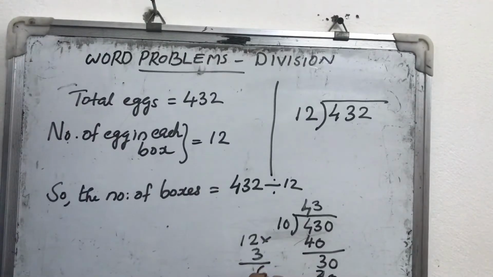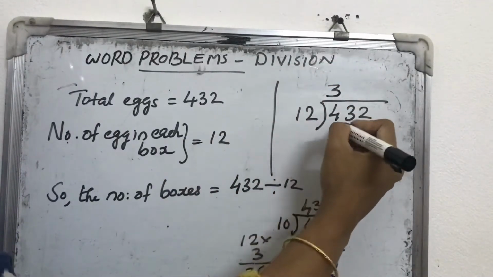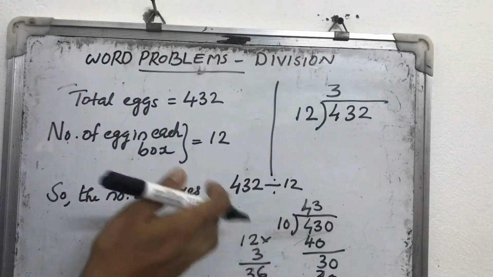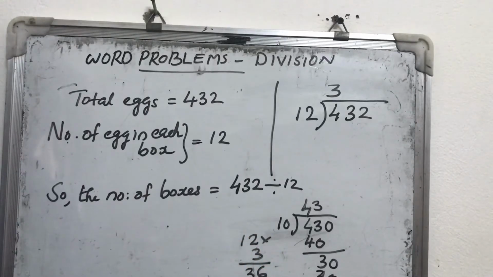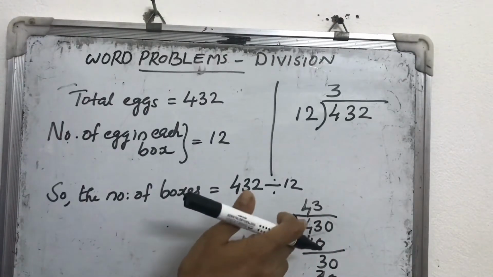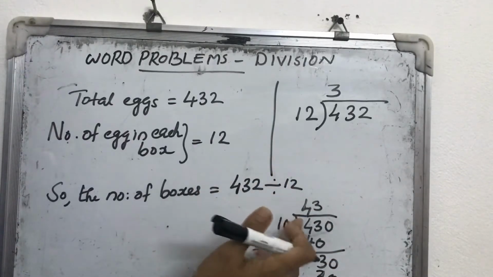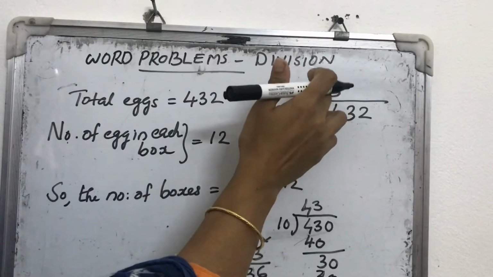12 into 3: 3 into 2 is 6, 1 into 3 is 3, so 36. So that 3 we can take here. 3 into 12, this is for easy calculation. Otherwise we would need to check all the numbers by multiplying 12 into 2, 12 into 3, like that. If we know the approximate number is 4, sometimes we will get the quotient 3, sometimes 4 or 5. So here we got the first digit 3.